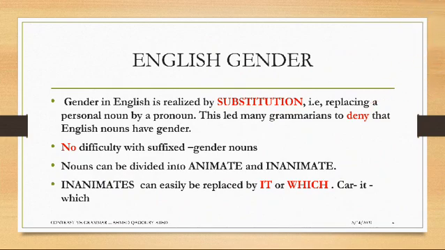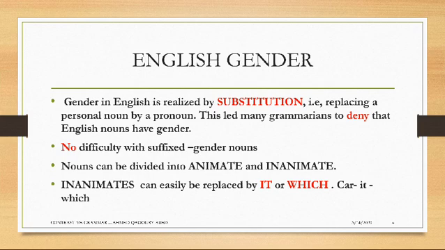Gender in English is realized by substitution. What do you mean by it? By replacing a personal noun by a pronoun. So we have Ali, so we are going to replace it by he. We have Layla, we are going to replace it with she. This led many grammarians, many scholars in grammar, to deny that English nouns have gender. They say, since you are able to call Ali by he and Layla by she, there is no gender. No difficulty with suffix gender nouns. They say that if the noun ends with a gender marker, this is not a problem for translation.